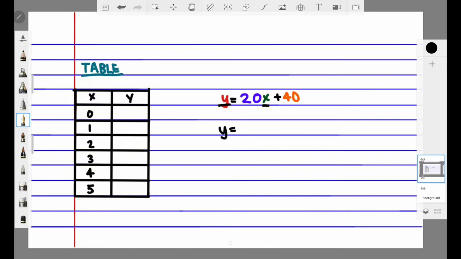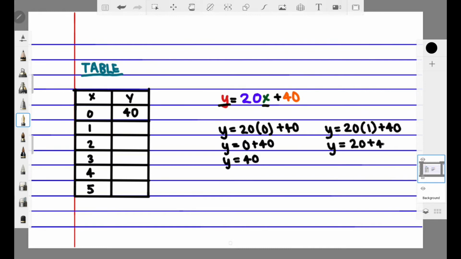Y equals 20, let's plug in 0, plus 40, which means y equals 20 times 0 is 0, plus 40, which means that y equals 40. Let's add in our 40 right there. Now let's solve for 1 hour. Y is equal to 20 times 1 plus 40, which means 20 times 1 is 20, plus 40, so y is then equal to 60.